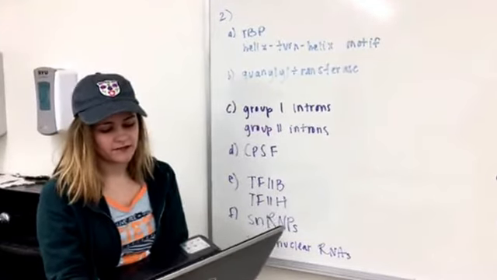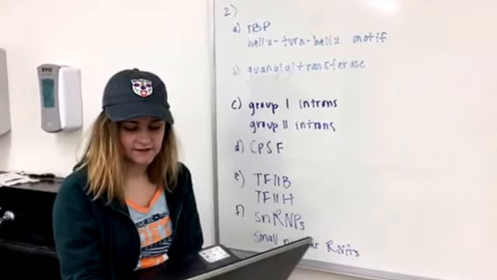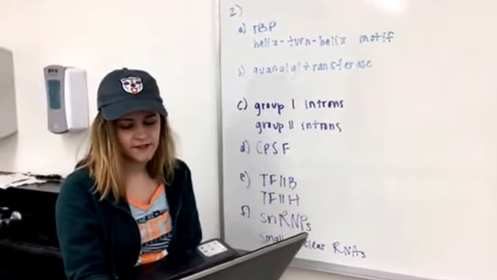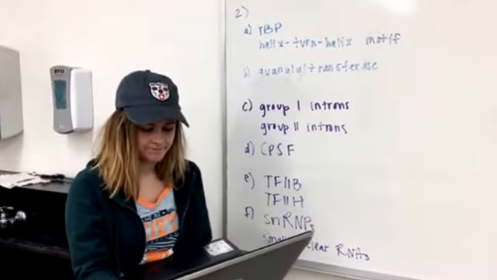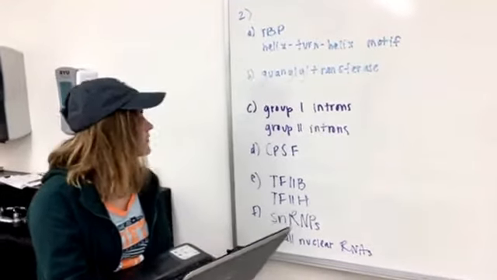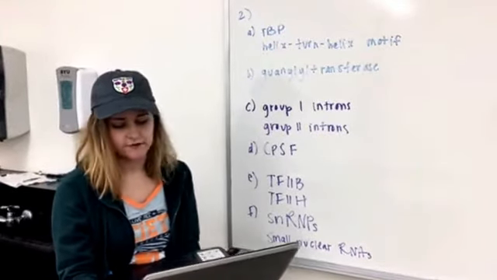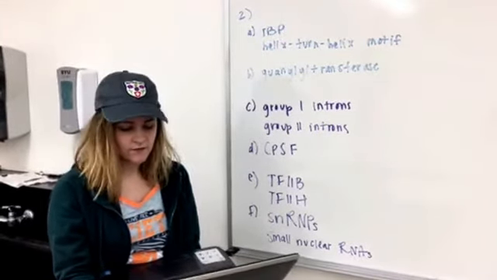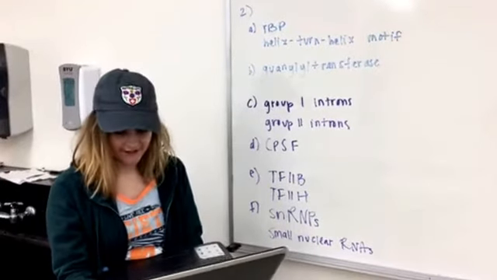For B, we got guanylyl transferase is a eukaryotic enzyme that links the 5' carbon of one nucleotide to the 5' carbon of another nucleotide. And then for C, we got group 1 introns use the nucleoside guanosine as a cofactor during catalysis, while group 2 introns use adenine as a cofactor during catalysis.